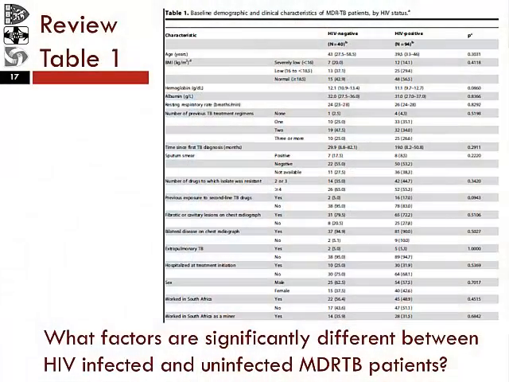So I want you to now look at table 1, and I have one question, which is, what factors are significantly different between HIV-infected and HIV-uninfected MDR-TB patients? And then there is a bonus question, which is, and why do we care? Why are they looking at the differences between these two groups of patients?